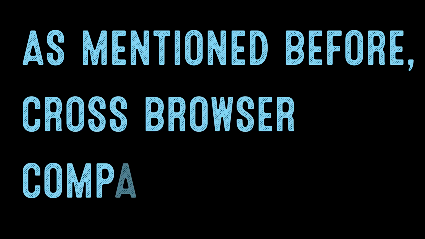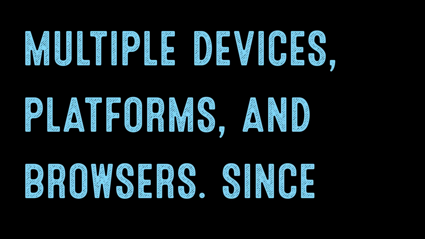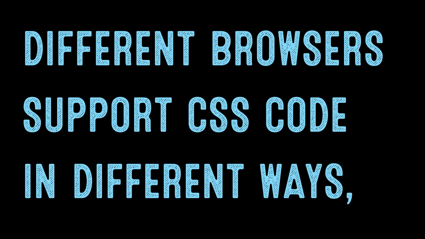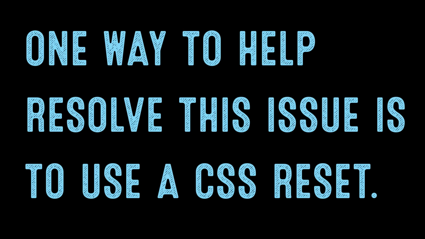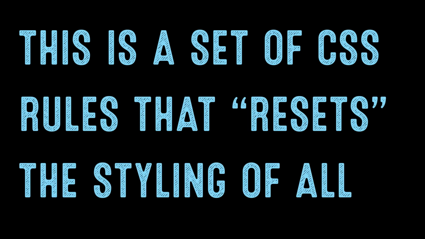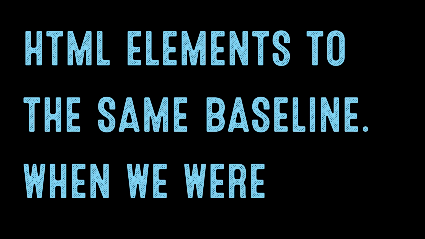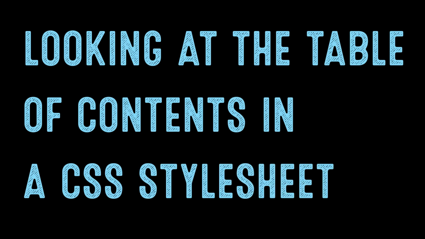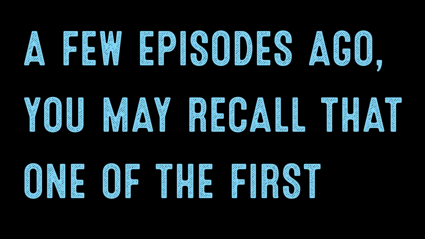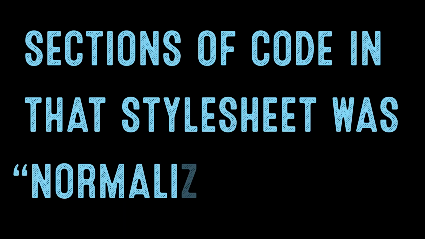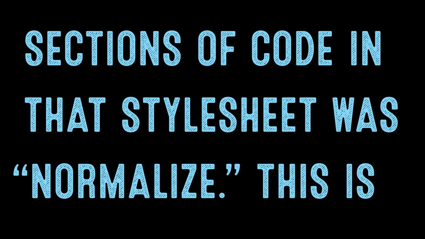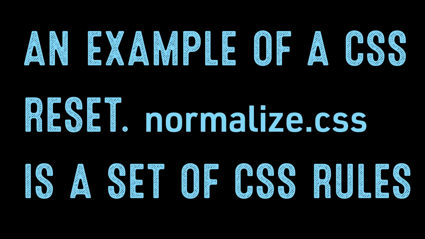As mentioned before, cross-browser compatibility is the process by which we make sure our code works across multiple devices, platforms, and browsers. Since different browsers support CSS code in different ways, one way to help resolve this issue is to use a CSS reset. This is a set of CSS rules that resets the styling of all HTML elements to the same baseline. When we were looking at the table of contents in a CSS style sheet a few episodes ago, you may recall that one of the first sections of code in that style sheet was normalize. This is an example of a CSS reset.